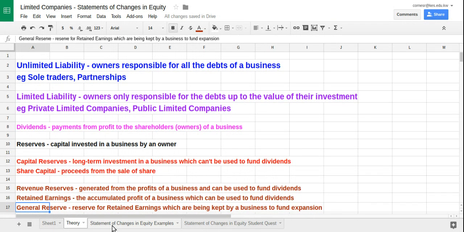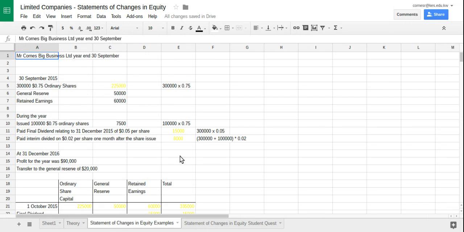Right, statement of change in equity, pretty straightforward, really. Don't let it get you overly worried about this. It's far more simple than doing T accounts, but it's a way of showing what the changes are in terms of the reserves and what is owed to the investors by a business at the end of the year.